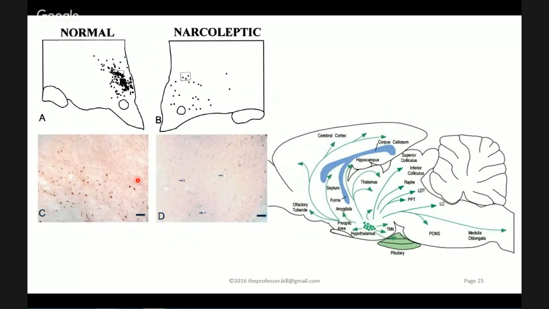This is what a normal hypothalamus looks like, where all of these little dots represent a positive stain. And this is that little box that you see here blown up to show you the individual neurons, and these are the neuronal cell bodies all staining for hypocretin or orexin. And this is in the narcoleptic individual. You can see that there are many fewer of these orexin positive groups of cells. So we don't have as many, and this is probably the reason why they fall asleep at inappropriate times.